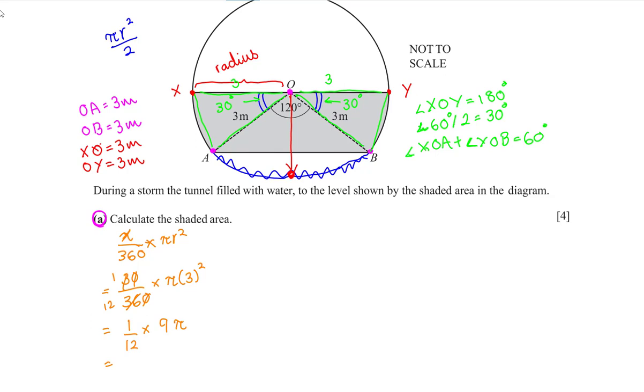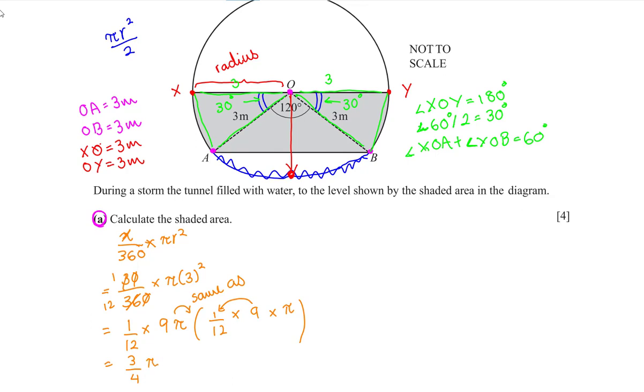Now I do want to give our final answer in terms of pi. Okay, let's do it. This is the same as 1 over 12 multiplied by 9 multiplied by pi. So we multiply 9 with the fraction 1 over 12, and when we simplify it we'll get 3 over 4 pi.